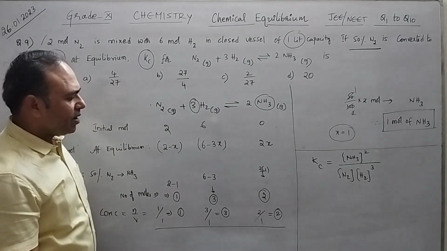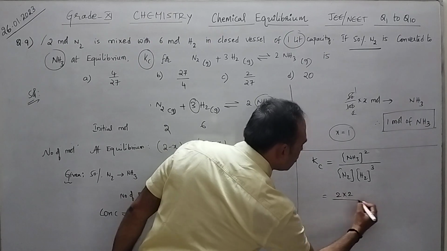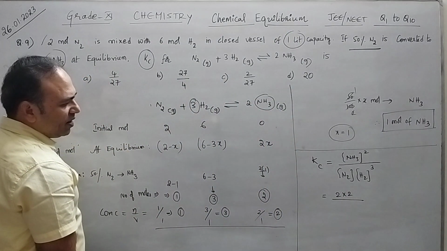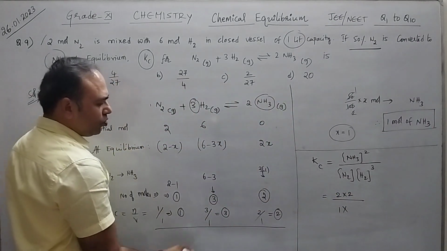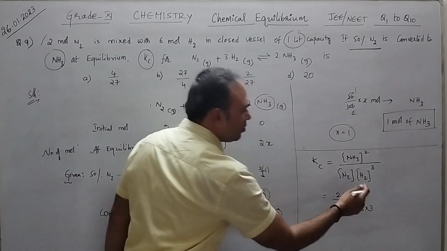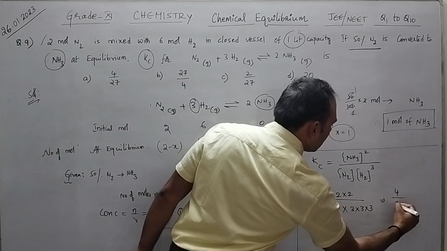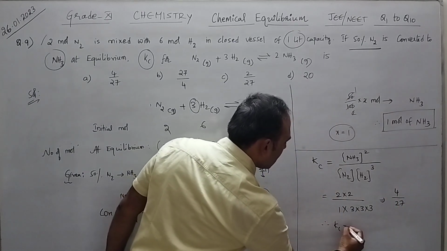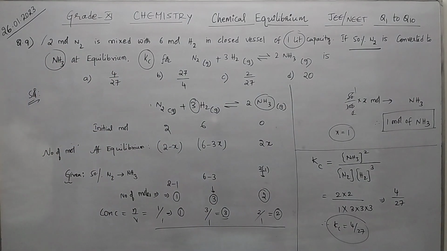Substitute the values here. Concentration of NH3 is 2, so 2 squared, 2 into 2, by, for N2 it is 1, into H2 is 3, so 3 into 3 into 3, because it is cube. So what will be your answer? 4 by 27. Therefore Kc is equal to 4 by 27. Hope you have understood this. Answer is A. Copy the solution and let's move to the last question.